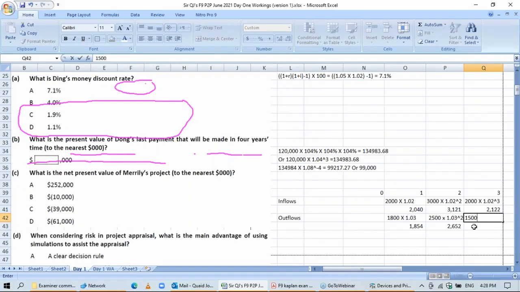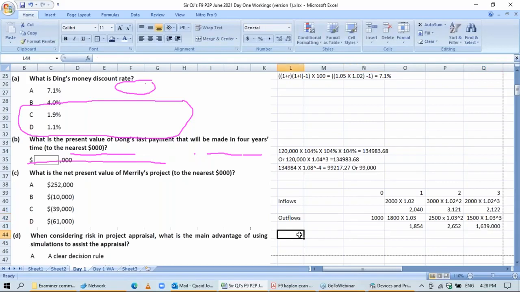In year 3, 1,500 will be the outflow amount, and it will increase by 3% for 3 years. So we'll put a power of 3. This amounts to 1,639. Now, in year 0, there will be an outflow of the initial investment, which is 1,000.